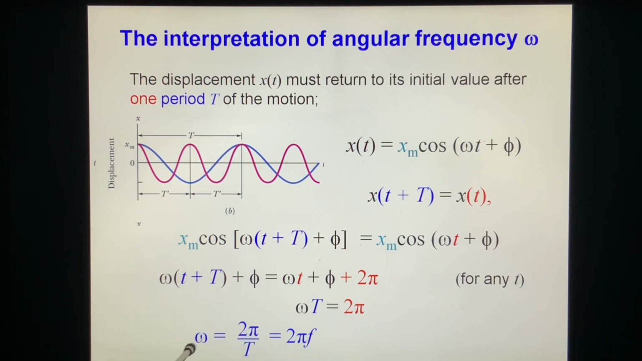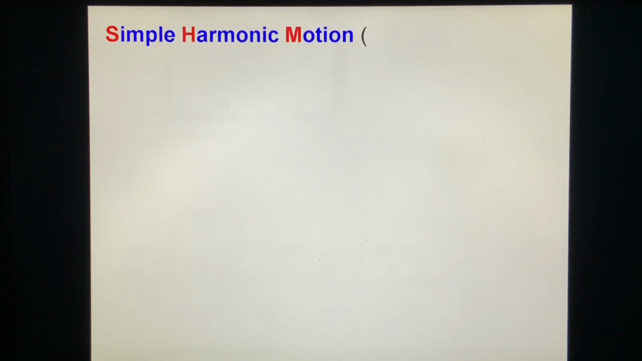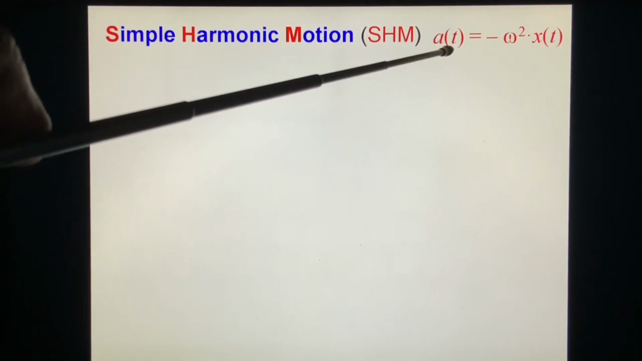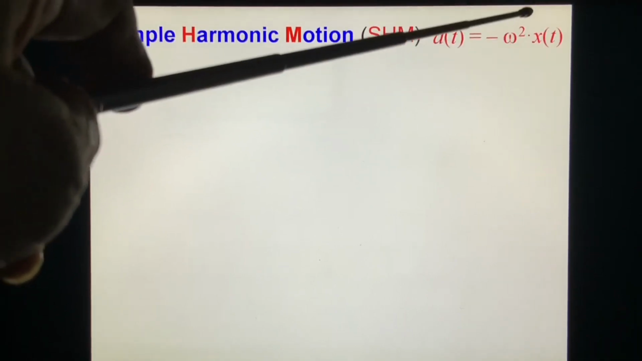What do you call it? We call it angular frequency. This is frequency, and we put an angle, 2 pi, to get angular frequency. This is how I remember it. So angular frequency, period, frequency, they connect with each other. Once we know one, we can find the other two. The unit is radians per second.